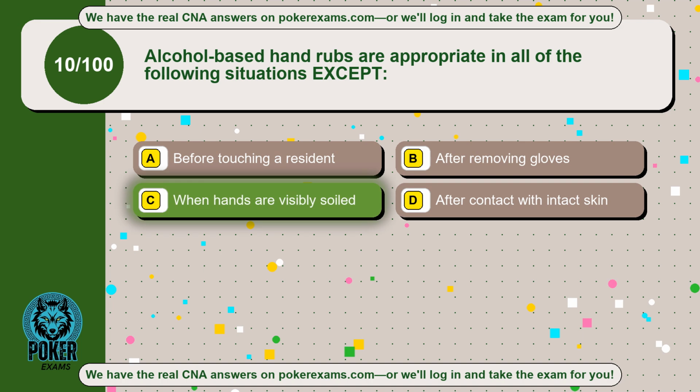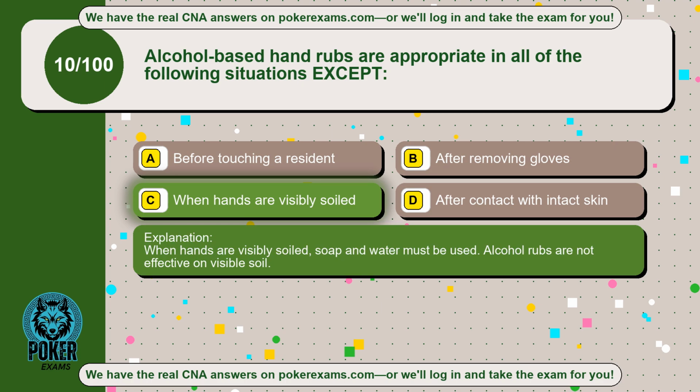The correct answer is option C. When hands are visibly soiled. When hands are visibly soiled, soap and water must be used. Alcohol rubs are not effective on visible soil.